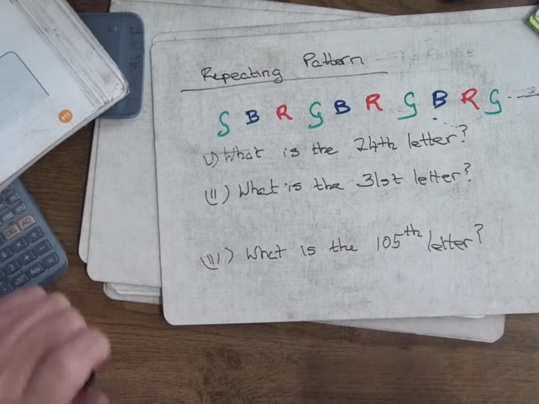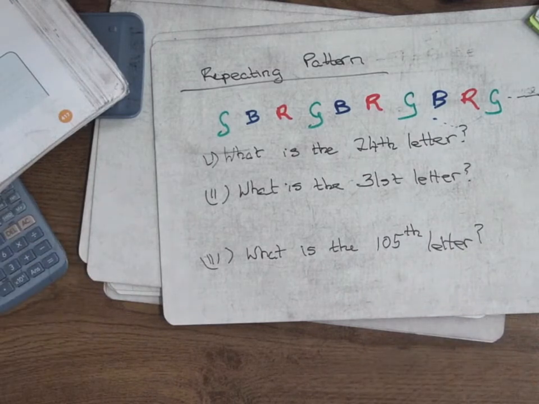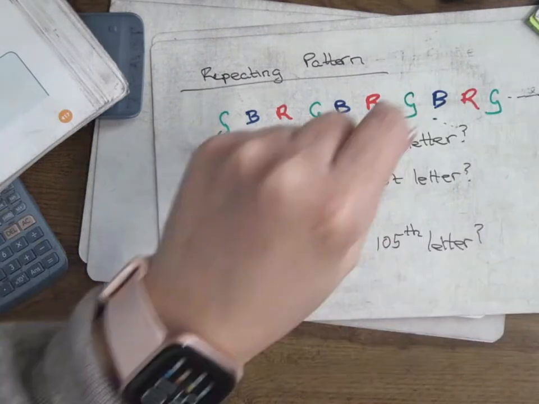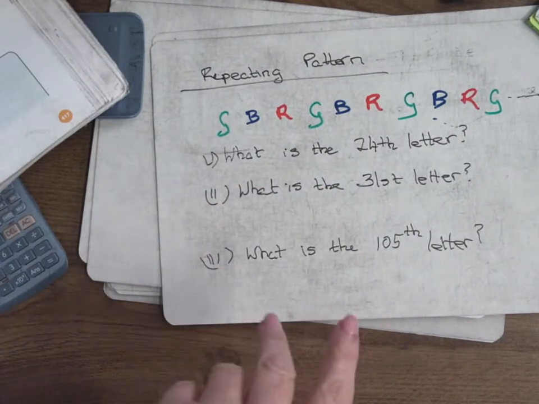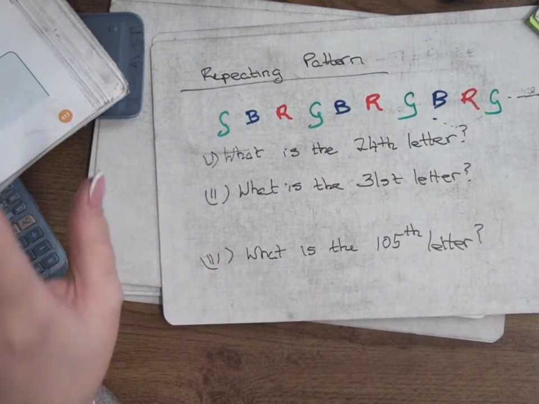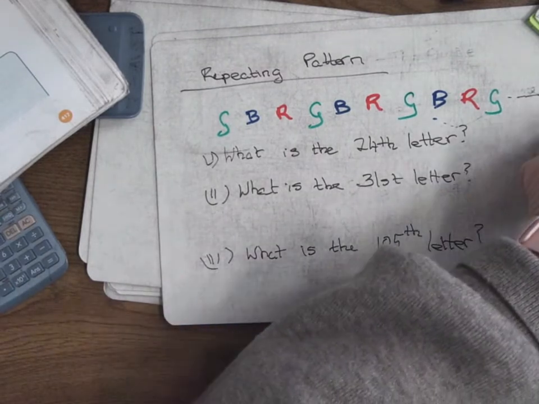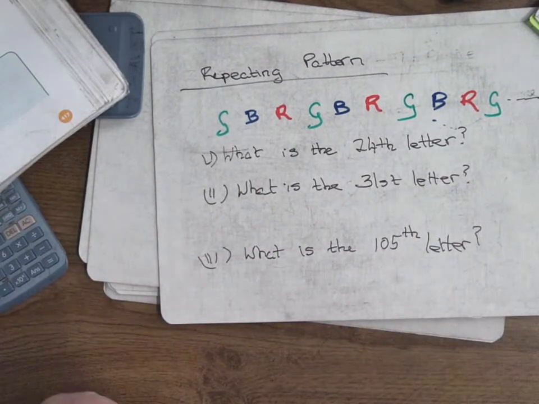I could write out all the way up to 24, GBR, GBR, GBR, and count it, couldn't I? But that's all very fine when it's not too big. For the 105th letter, we don't want to be counting out 105 letters. We'd go mental, wouldn't we? We'd forget counting, and then we'd have to start again.